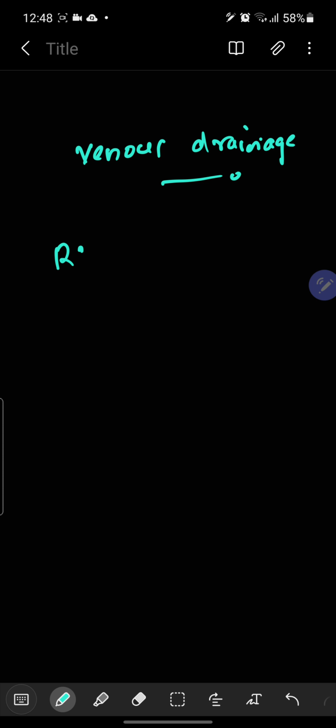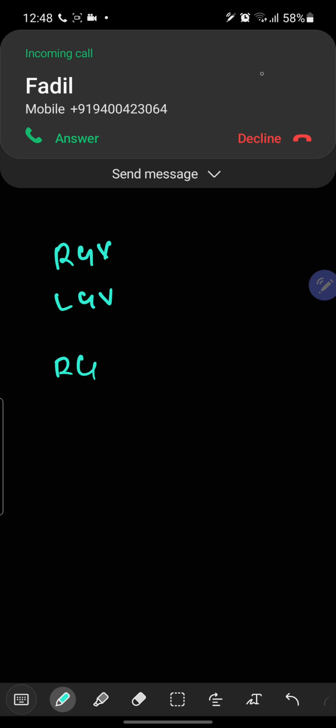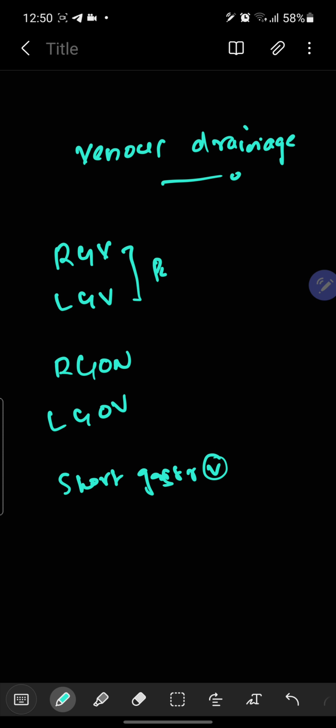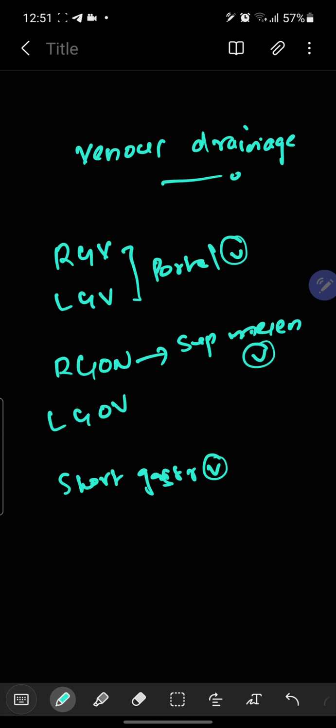The venous drainage is occurring along the arteries. So we have right gastric vein and left gastric vein, right gastro-omental vein, left gastro-omental vein, then short gastric vein. So these will drain into portal vein. The right gastro-omental vein drains into superior mesenteric vein. Left gastro-omental vein and short gastric vein will drain into splenic vein.